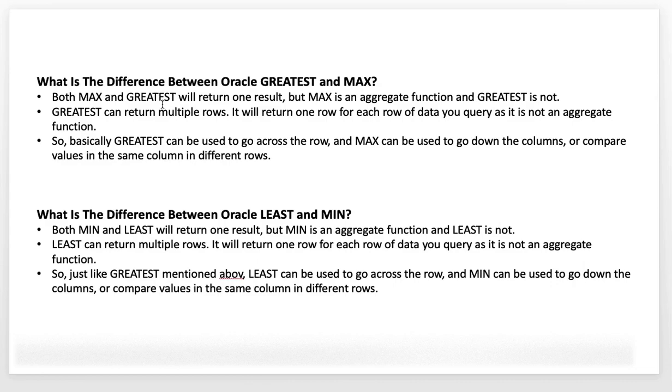Now, the difference between least and minimum is similar, just like greatest and maximum. Greatest and maximum return the greatest value, while least and minimum have a similar difference but return the least and minimum values. So that's all for today.